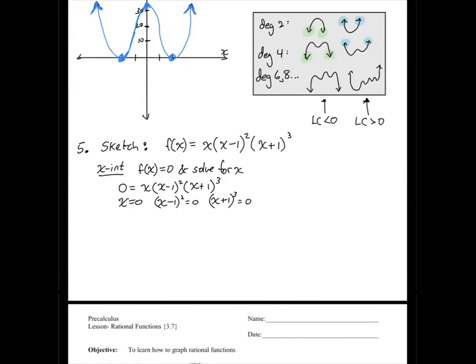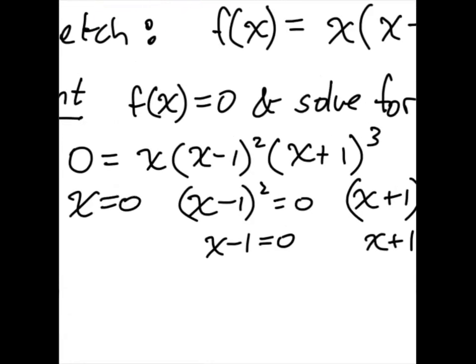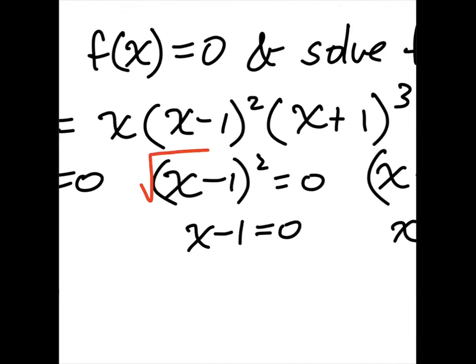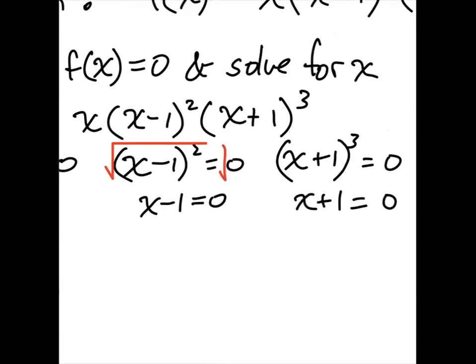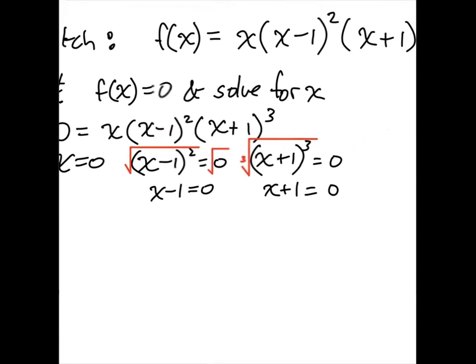So the first one's already solved. The second one, I would take the square root of both sides and get x minus 1 equals 0. x plus 1 equals 0 would be the third one if I just take the cube root of both sides of the equation. So that would be square root here to offset the power of 2, but do it to both sides to keep the equation balanced. Then cube root here, again, applying to both sides.